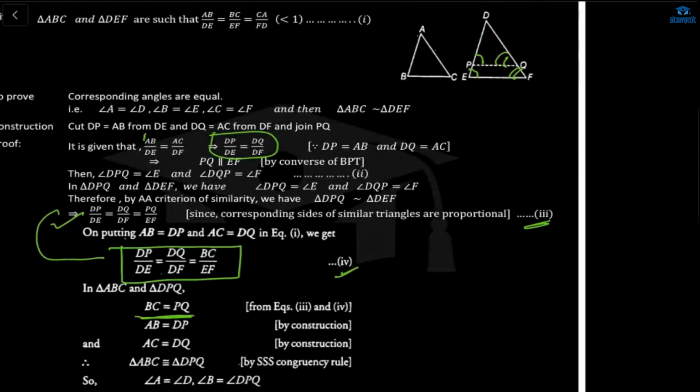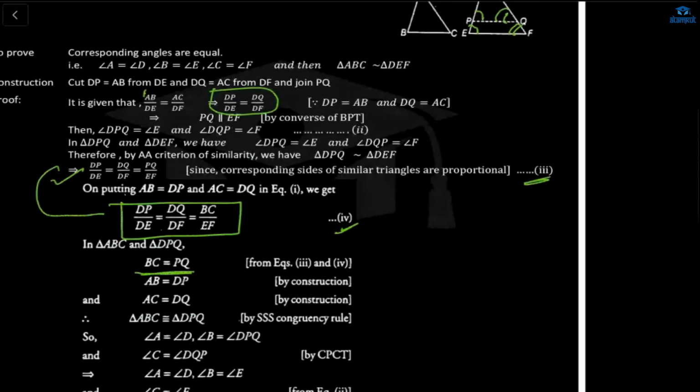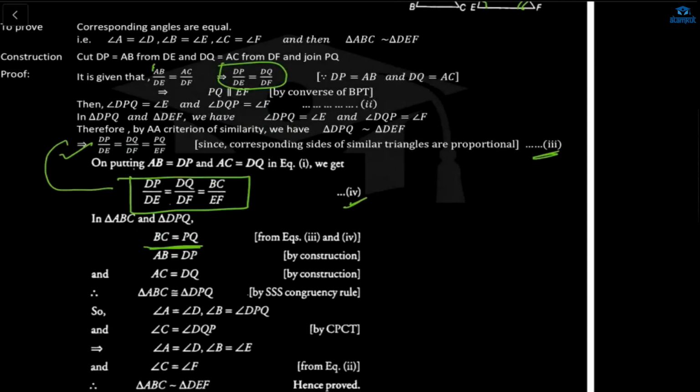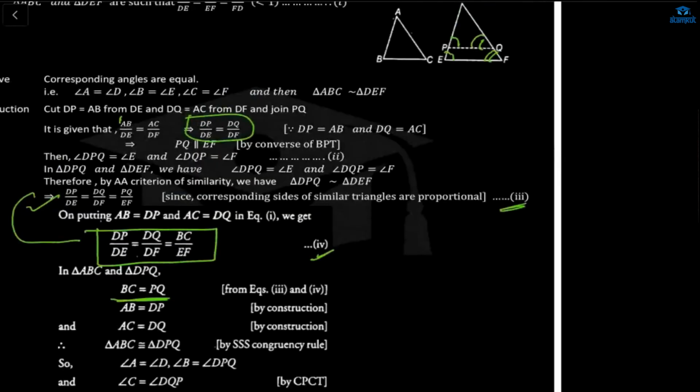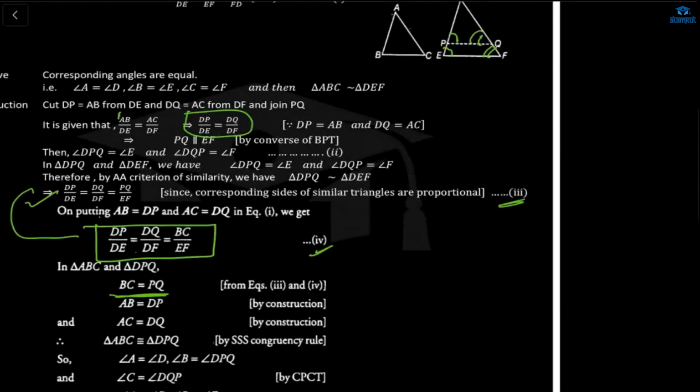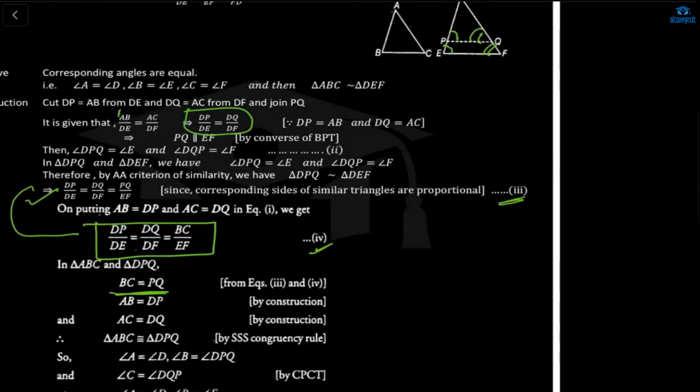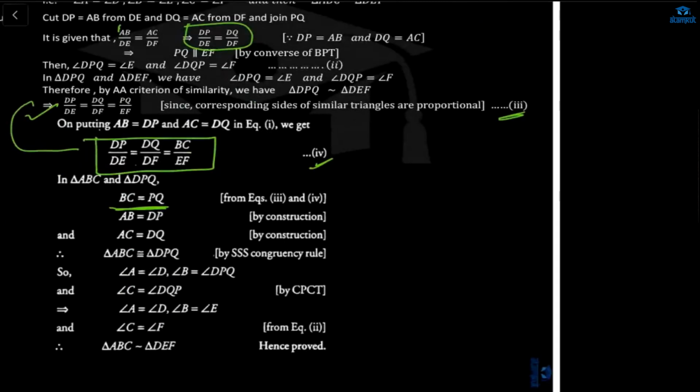That means all the three sides are equal. All the three sides of the triangle are equal, that means both the triangles are congruent. That is, triangle ABC is congruent to triangle DPQ. Since both the triangles are congruent, the angles will also be equal. Angle A will be equal to angle D, angle B will be equal to angle DPQ, and angle C will be equal to angle DQP.